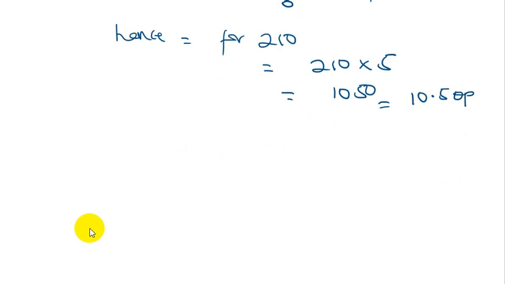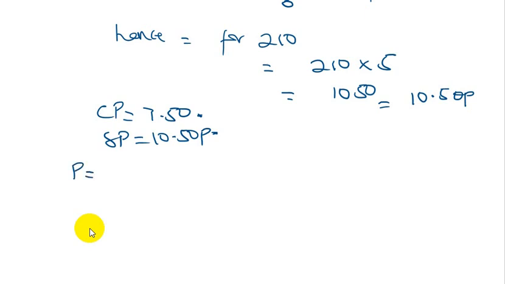Now the cost price, or the CP, was 7 cedi 50 pesos. Now the selling price has become 10 cedi 50 pesos. So the woman will get a profit. She bought it for this price, 7.5, and sold it for 10.5, right? So the profit the woman made was what? 10.50 minus 7.50. So the profit the woman made was what? 3 Ghana cedis.